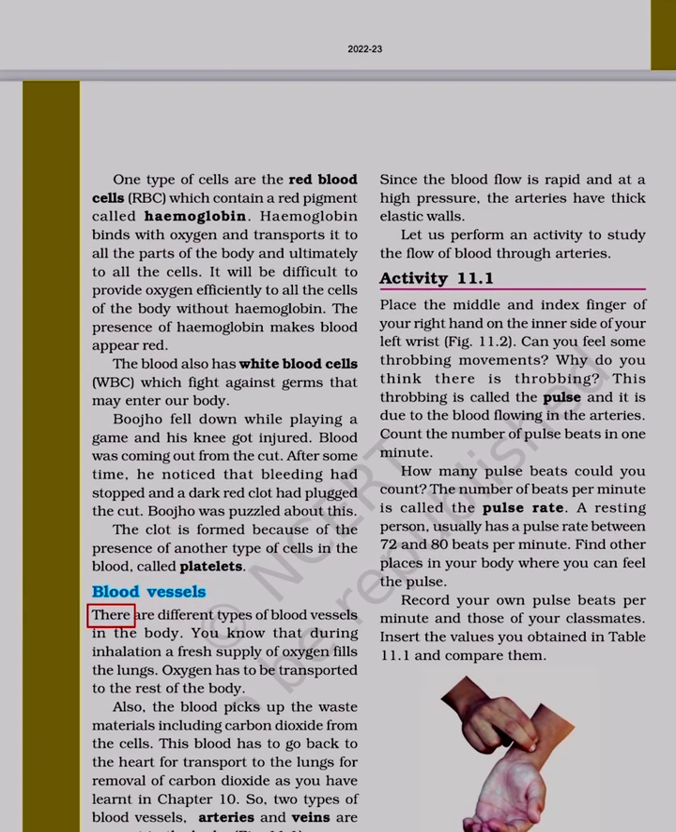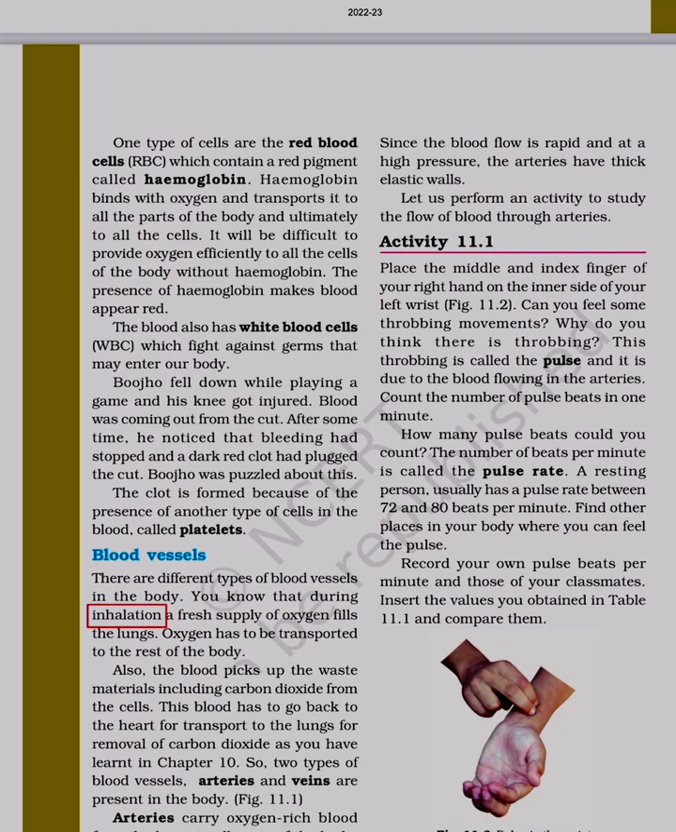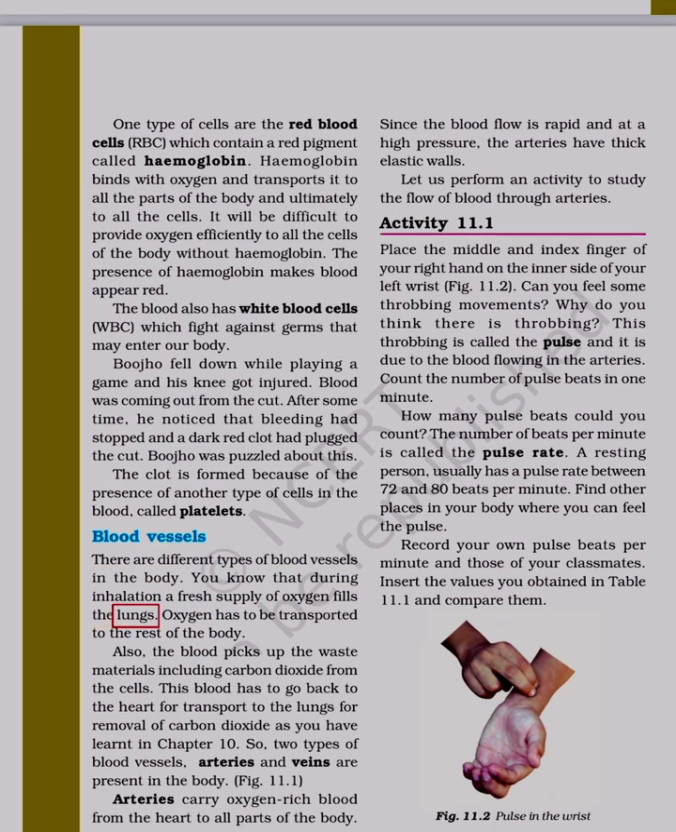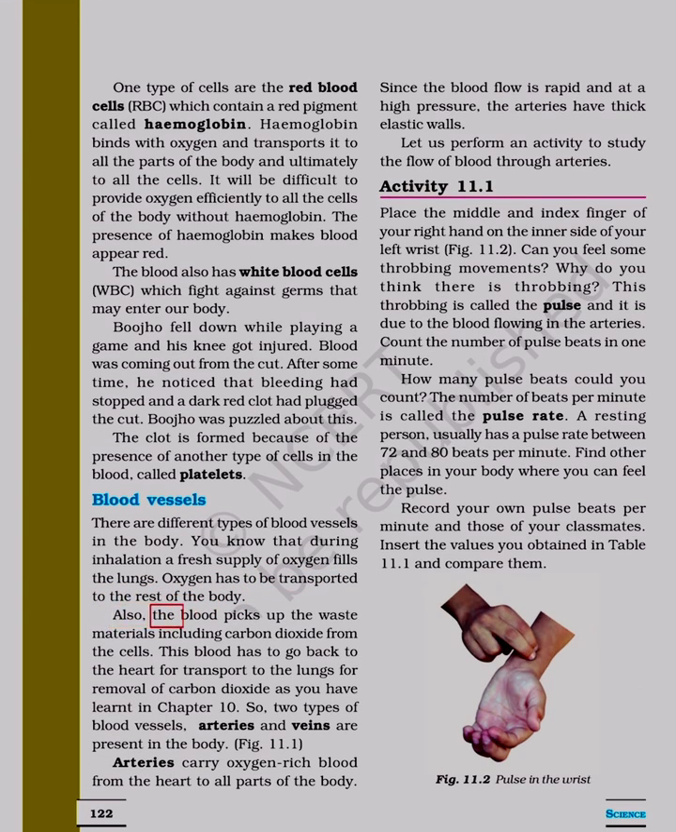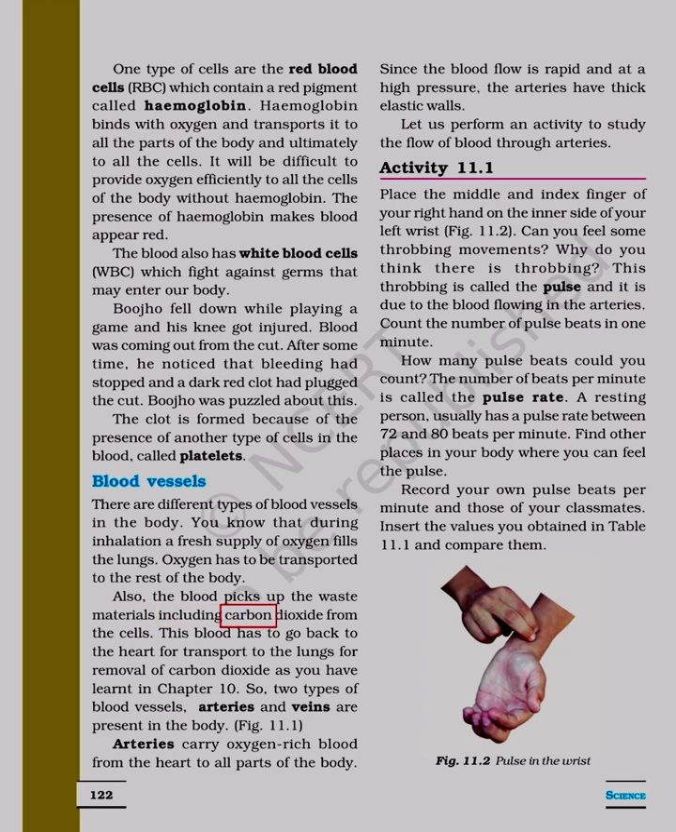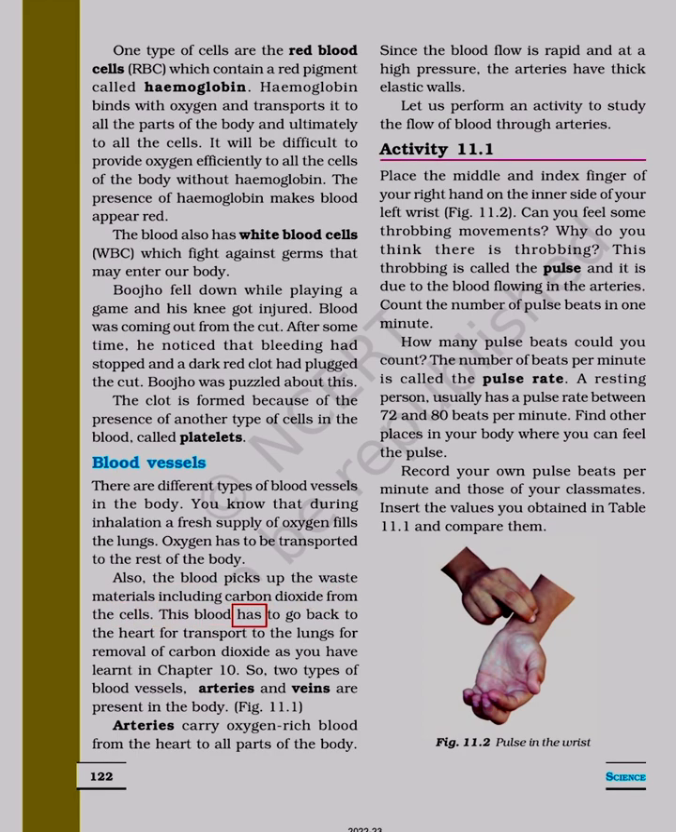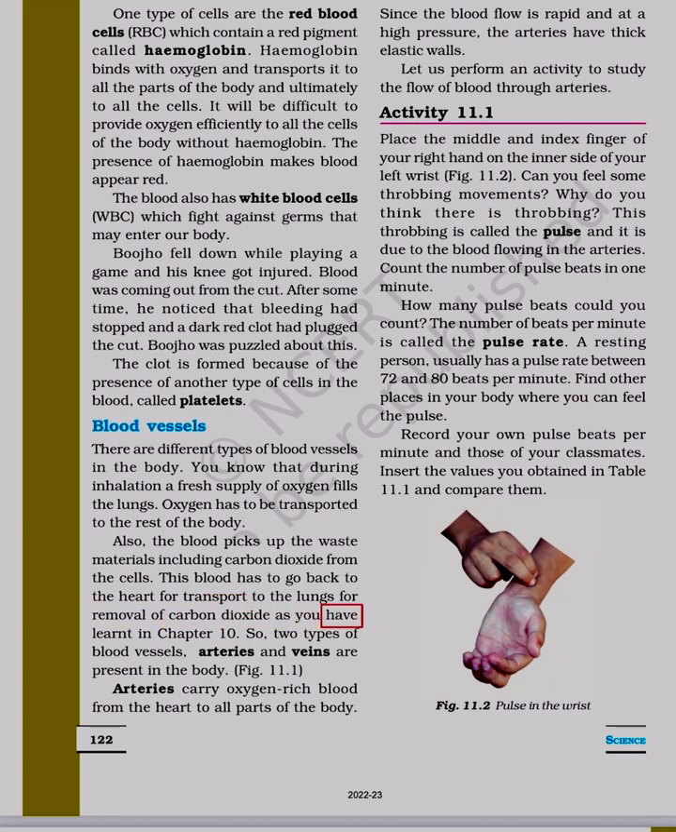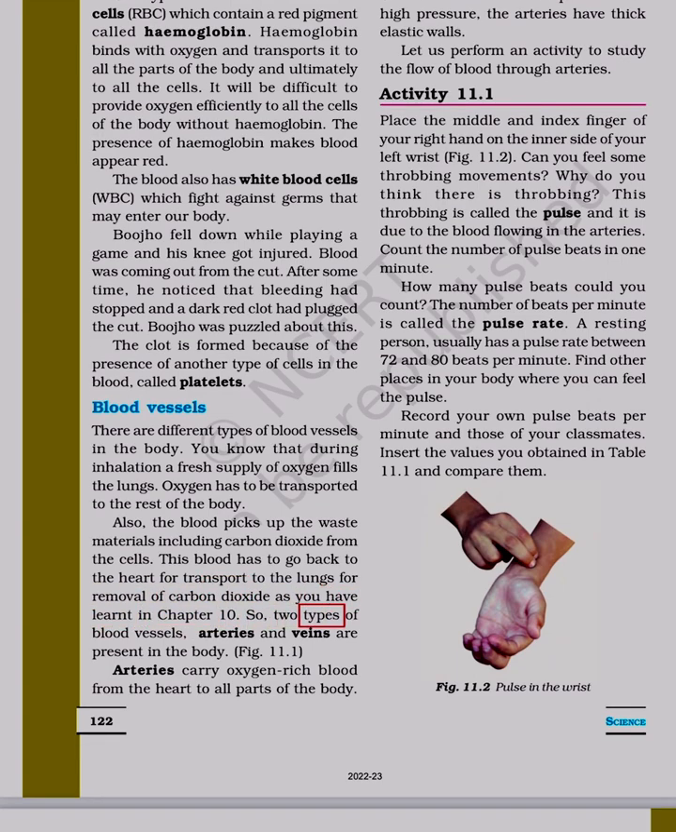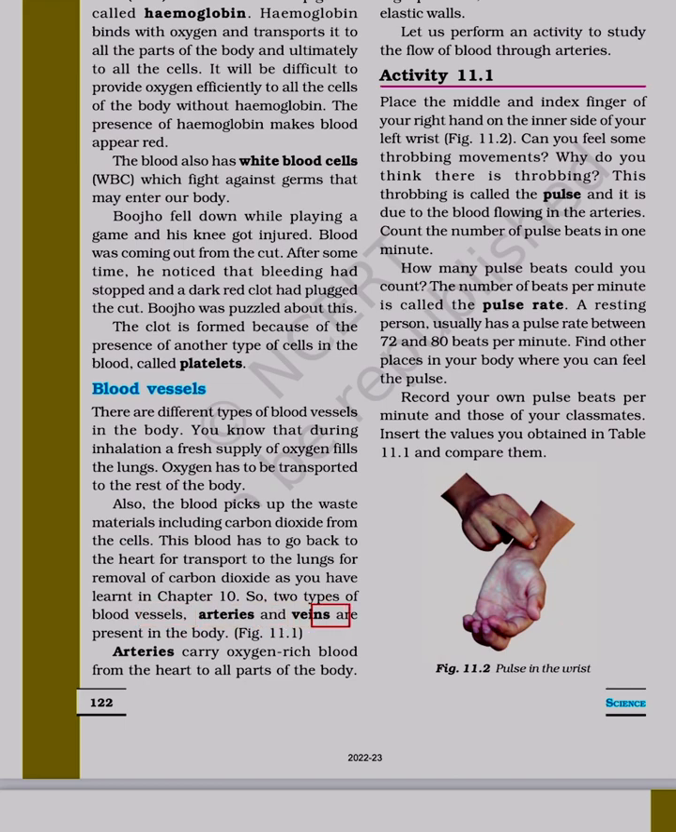Blood vessels. There are different types of blood vessels in the body. You know that during inhalation a fresh supply of oxygen fills the lungs. Oxygen has to be transported to the rest of the body. Also, the blood picks up the waste materials including carbon dioxide from the cells. This blood has to go back to the heart for transport to the lungs for removal of carbon dioxide, as you have learnt in chapter 10. So, two types of blood vessels, arteries and veins, are present in the body.